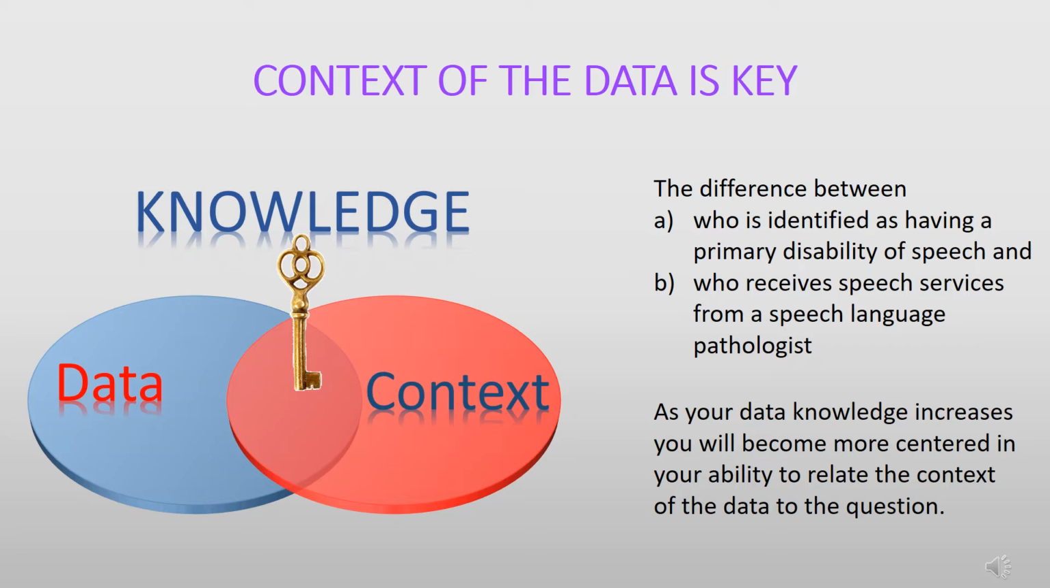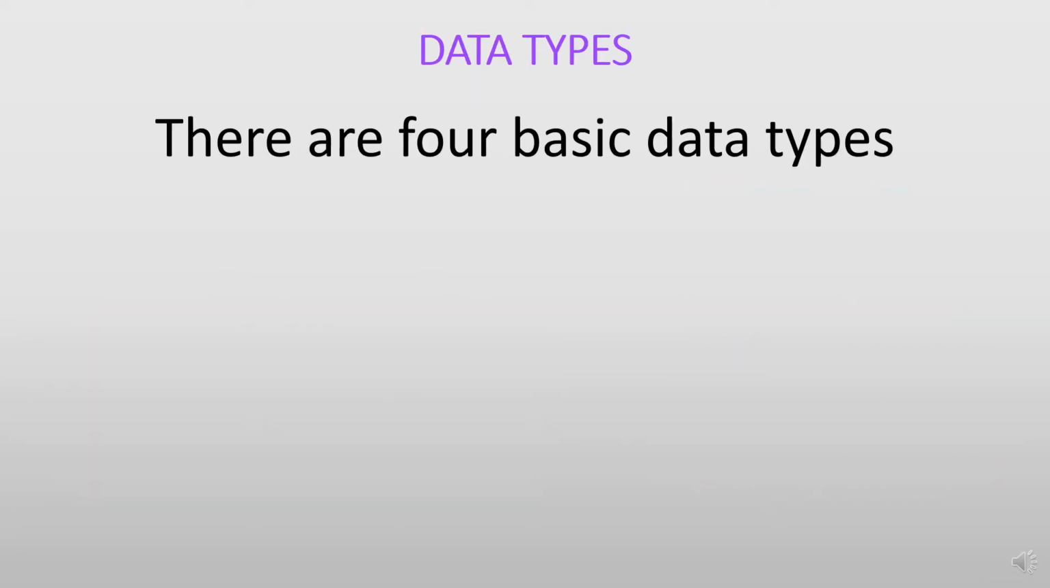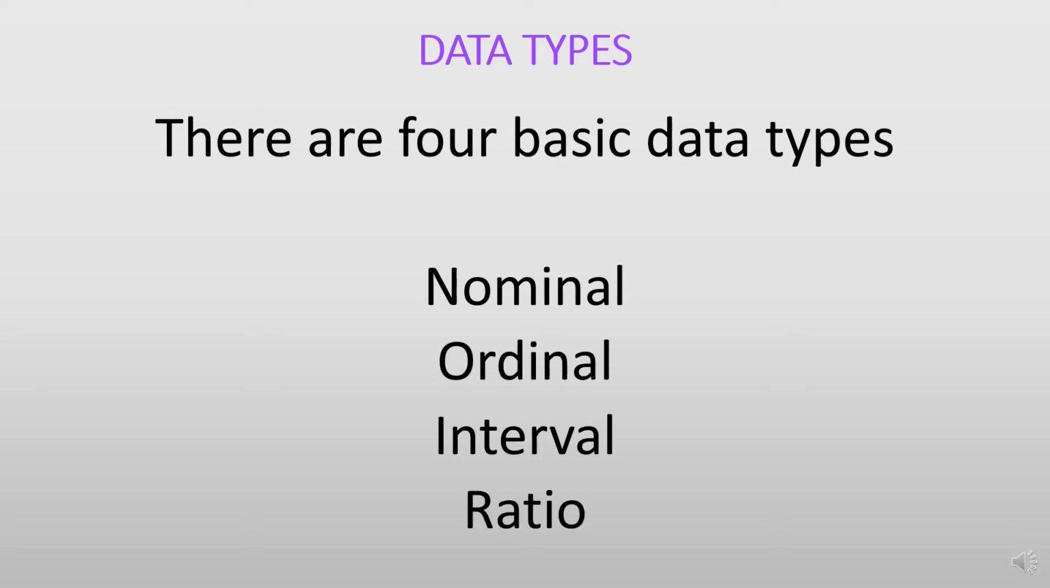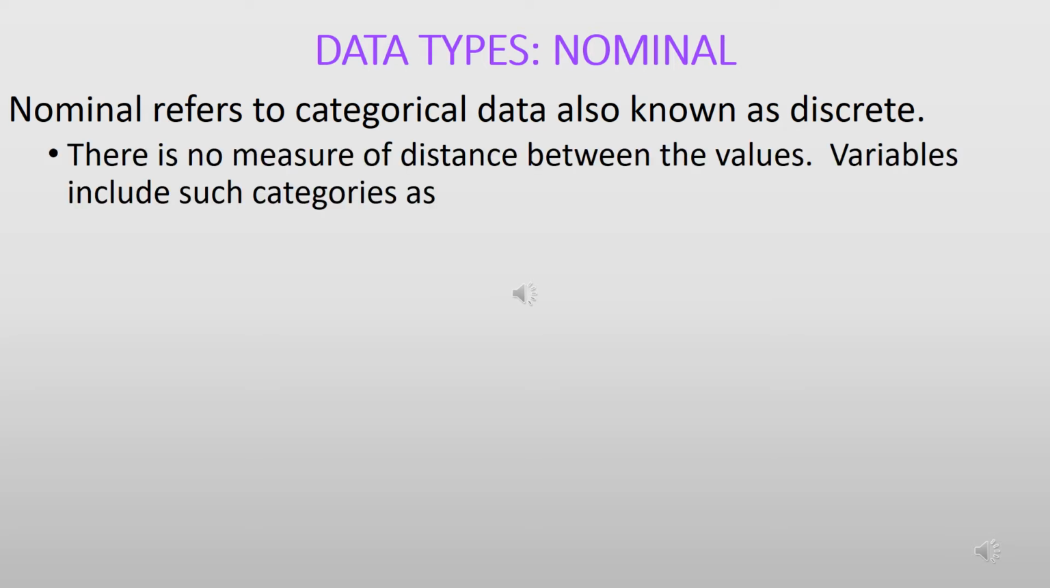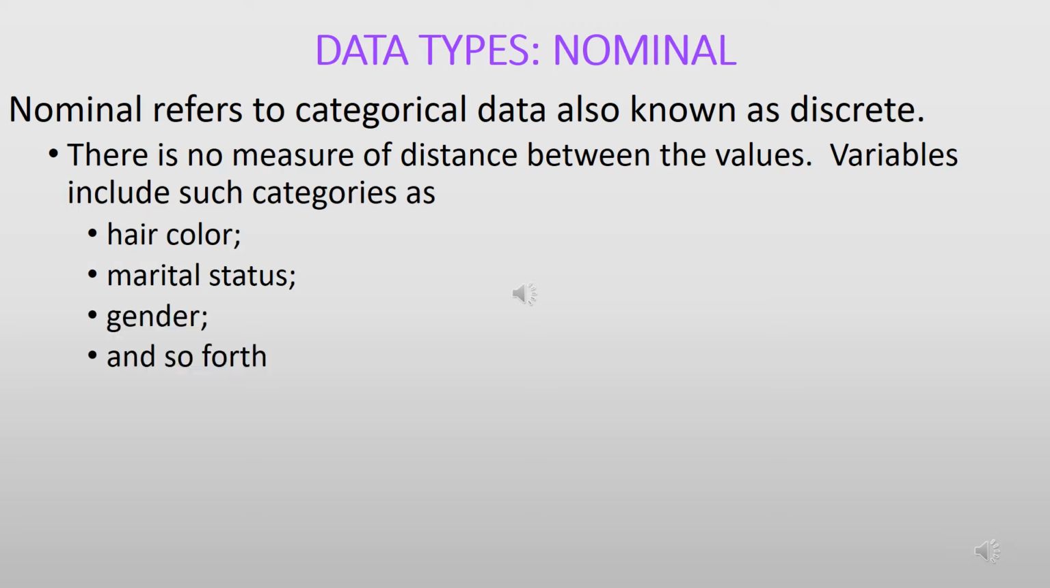Now let us talk about the types of data and how to apply descriptive statistics to the various types. There are four basic types of data: nominal, ordinal, interval, and ratio. Let us take a look at each type of data. The first data type is nominal. Nominal refers to categorical data, also known as discrete. There is no measure of distance between the values. Variables include such categories as hair color, marital status, gender, and so forth.